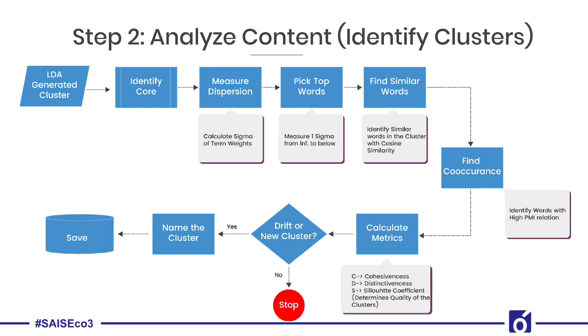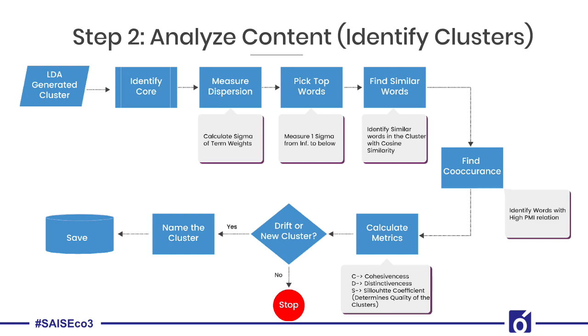After that, we find similar words, that is, the words in the cluster with high cosine similarity. The cosine similarity tells us how closely related these words are to each other. The next step is to find the co-occurrence. In the co-occurrence part, we check the PMI values, the pointwise mutual information, which tells us the probability of 2 words like New York or United Kingdom occurring together if they are present in a document. So we calculate that value, and lastly we calculate a few metrics, for example cohesiveness, distinctiveness, and silhouette coefficient. These metrics are important to identify the quality of the clusters that we get, because we want to check how significant or relevant our clusters or concepts are once they're identified.